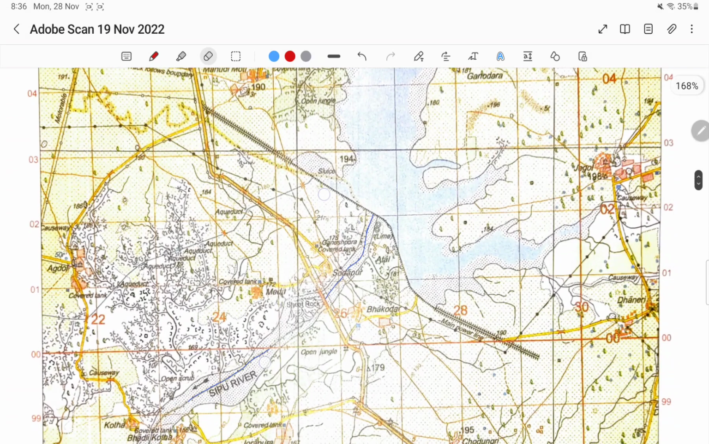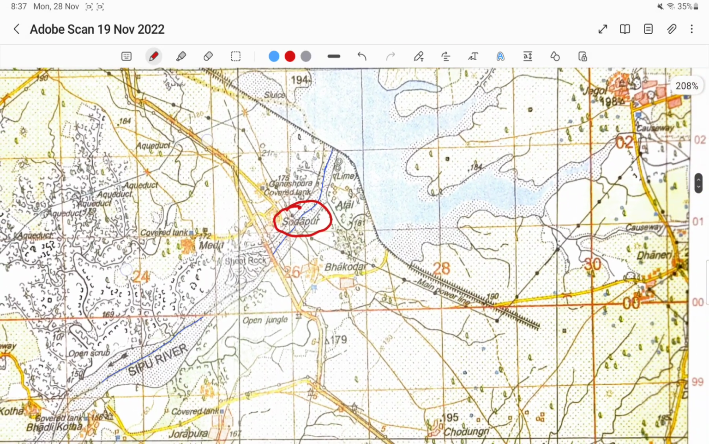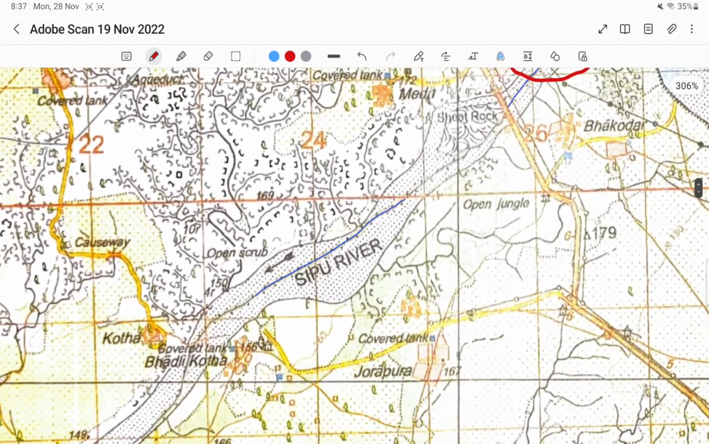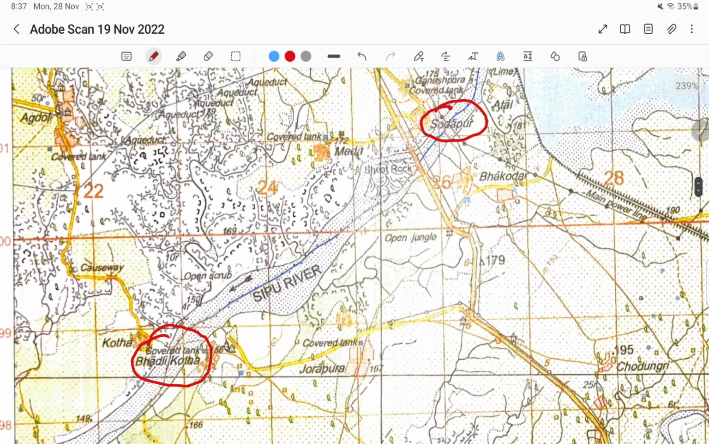Now see the topo sheet everyone. So this is the Sodapur, and next we have to find the compass direction of Sodapur from Bhadli Kotha. So let's just search for Bhadli Kotha. Alright, so as you can see this is the spot, Bhadli Kotha. So what we have to do is find the compass direction of Sodapur from Bhadli Kotha. So we are standing over here.